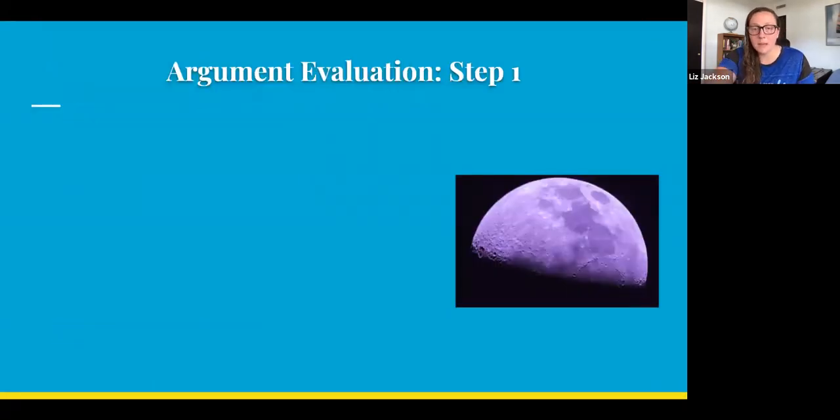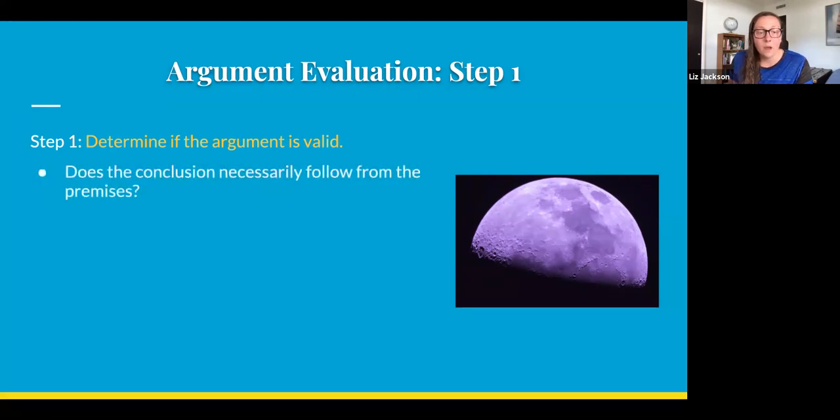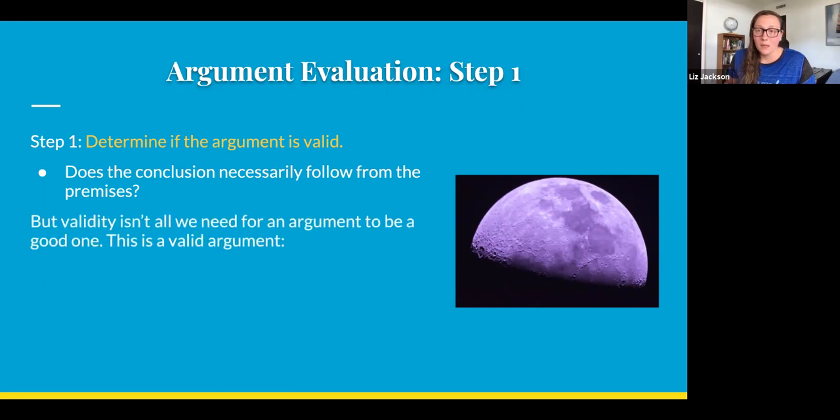Okay, so step one of argument evaluation is what the last video was about, which is validity. So our first step is to determine if the argument is valid. And if it's valid, then the conclusion necessarily follows from the premises. If the premises are true, the conclusion has to be true. But remember, this is only step one.